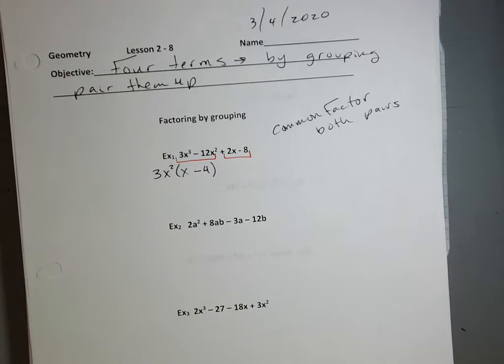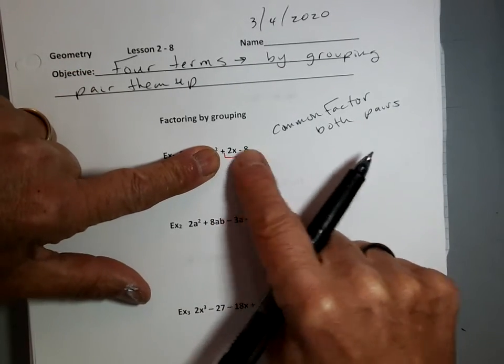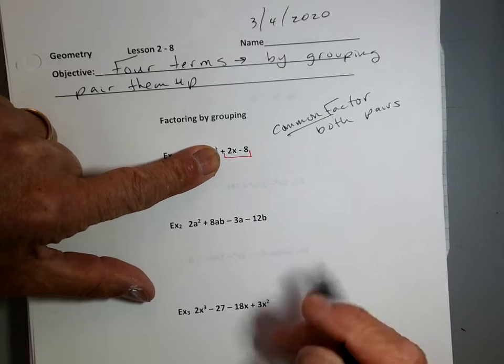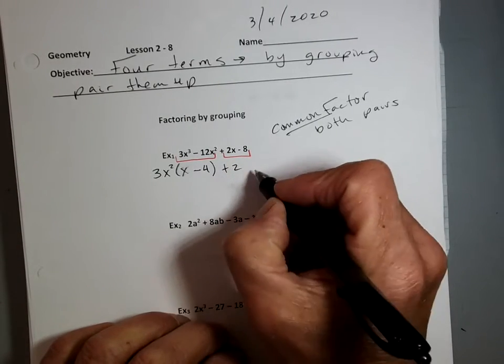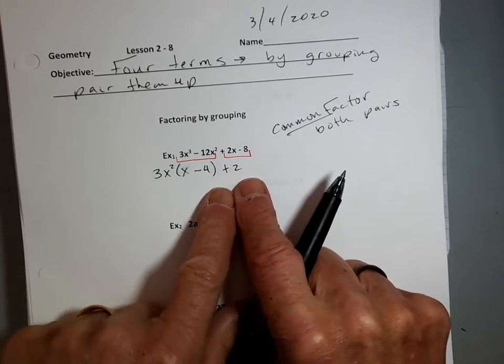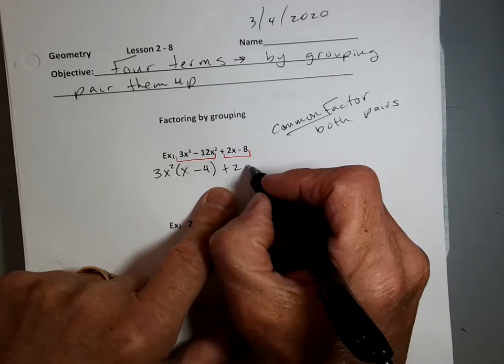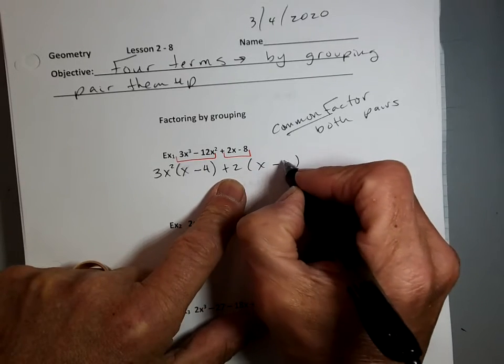Now let's look at the second group. Okay, we did the first group, so we can ignore the first group. Let's look at the second group. What do they have in common? A multiple of 2. You guys see that? So we take out a positive 2, and that positive 2 we're going to think of as a plus sign. Okay, so I took out a positive 2, I think of it as a plus sign, and I'm going to factor out the 2, and I would have an x minus 4.